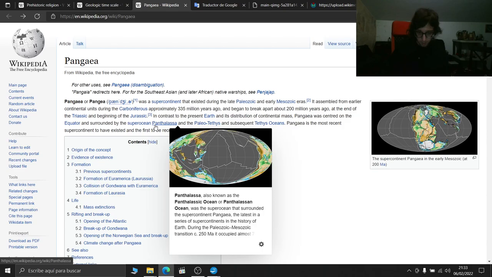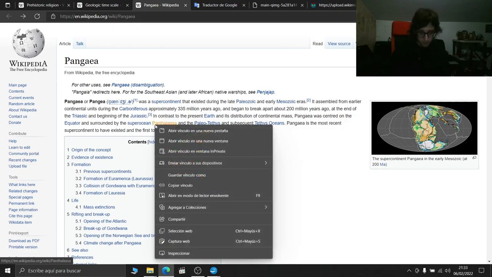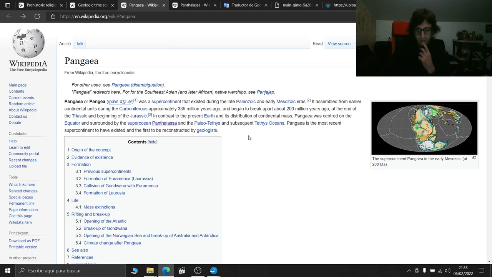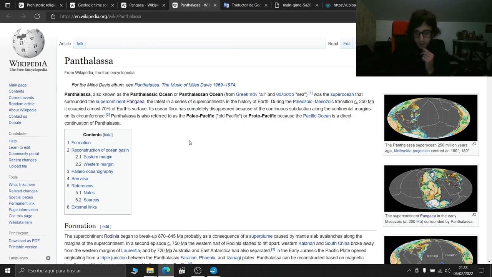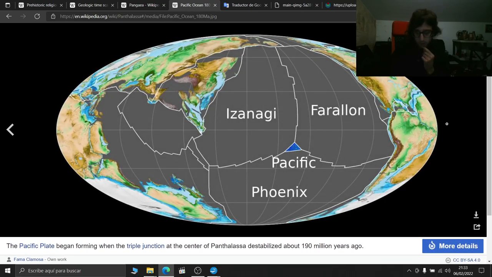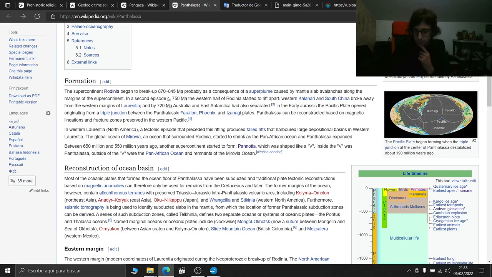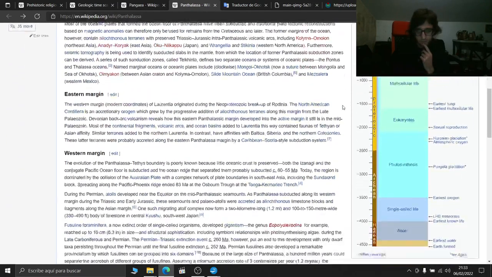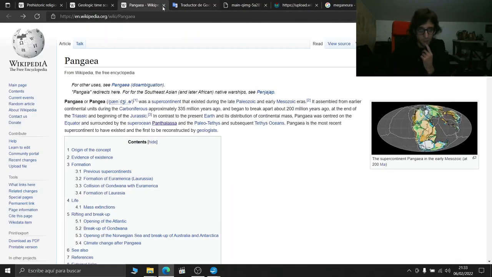Panthalassa, also known as the Panthalassic Ocean or Panthalassan Ocean, was the super ocean that surrounded the supercontinent Pangaea, the latest in a series of supercontinents in the history of Earth. This is very interesting, I didn't know this. Pangaea is the most recent supercontinent to have existed and the first to be reconstructed by geologists. The Pacific plate began forming. Very interesting. That gives me a lot of ideas.